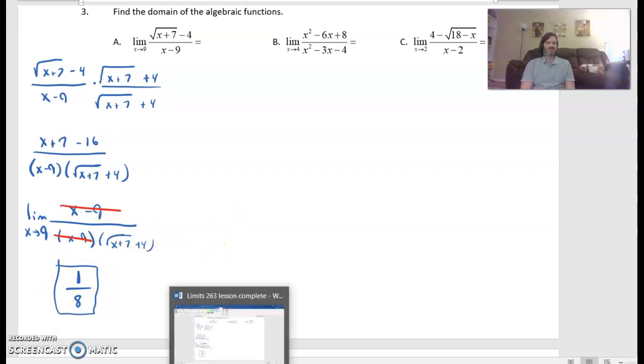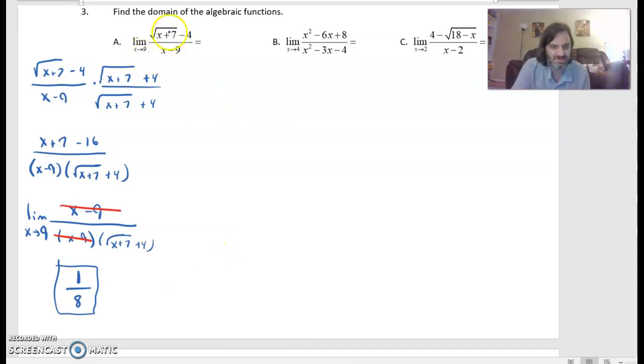Okay. So that conjugate allows us to simplify something that is 0 over 0 where it wouldn't factor originally. B is the limit as x approaches 4 of numerator x squared minus 6x plus 8, denominator x squared minus 3x minus 4. We plug in the 4, we get 0 over 0. So we're going to try and factor.